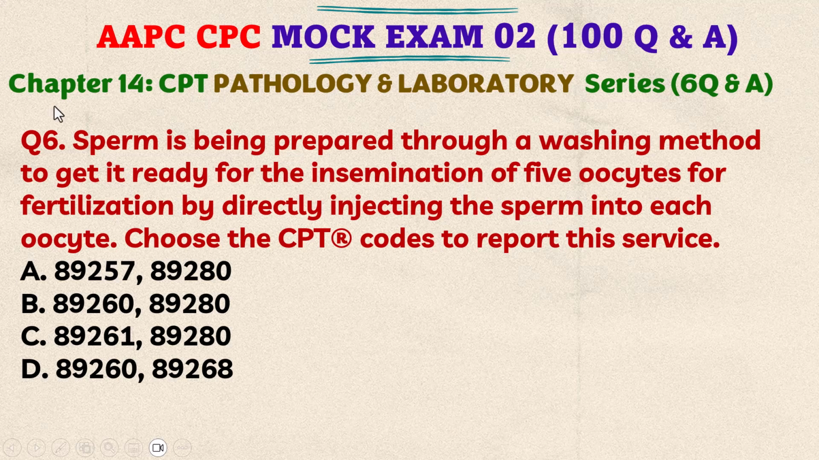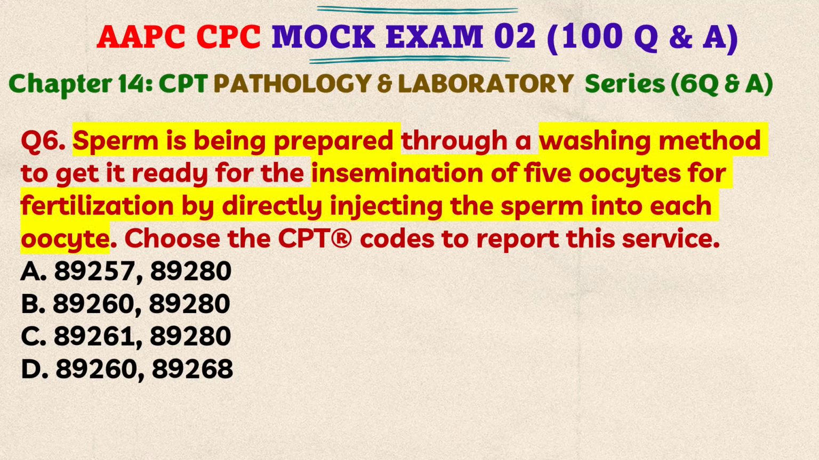Question number 6. This is the final question of this pathology and laboratory series. Sperm is being prepared through a washing method to get it ready for the insemination of 5 oocytes for fertilization by directly injecting the sperm into each oocyte. Choose the CPT codes to report this service. So there are 4 answers available. Take your CPT code book and find the answer.